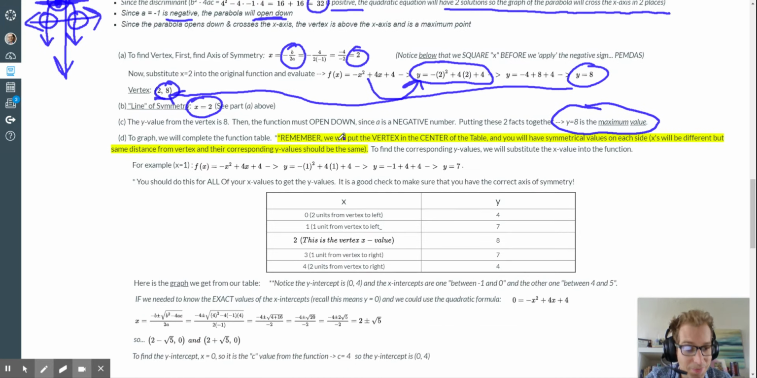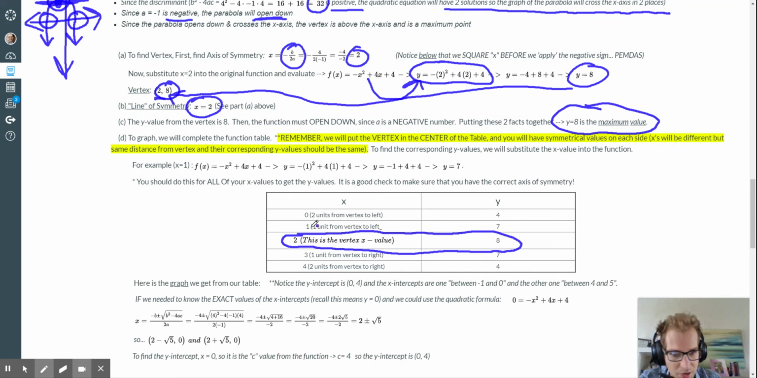Remember the highlighted part, what's important: make sure you put the vertex in the center of the table. So we have our 2 comma 8 right in the middle of our table. We're centering it around x equals 2, which means we're going to do 0 and 1 below it, 3 and 4 above it. And then we'll plug in those values. That's where it takes a little bit of work, just plugging those in. But once you get those, you end up getting all these y values.